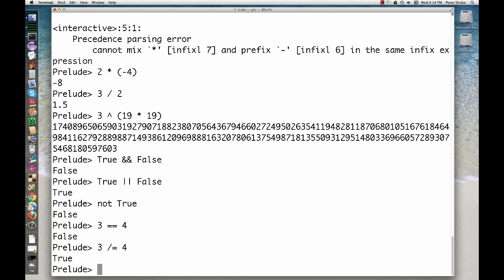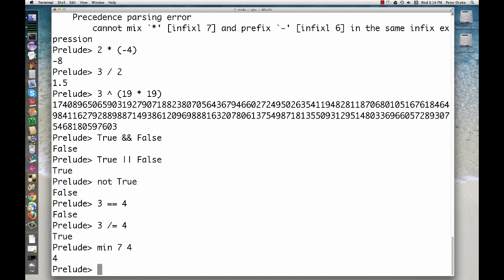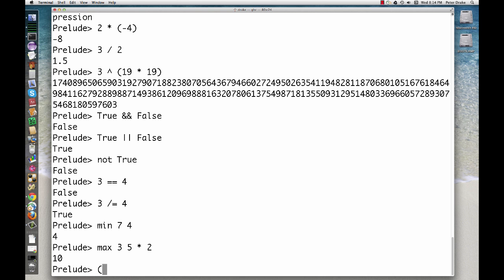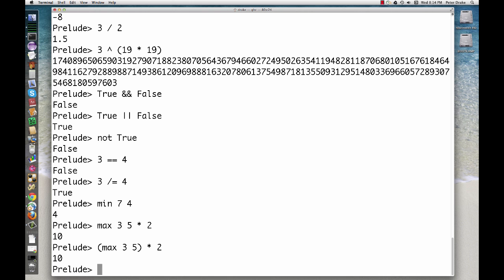Here's another example. Notice that there are no parentheses. Haskell tends to use fewer punctuation marks than other languages. Function application has higher precedence than arithmetic operators, so max 3 5 * 2 is the same as (max 3 5) * 2. It's a matter of taste whether or not those parentheses should be included. If you're ever unsure about the order in which things are being evaluated, try including parentheses.